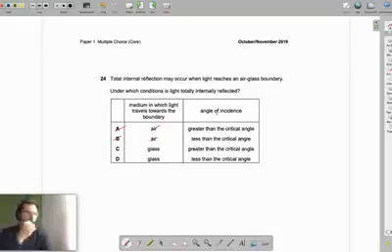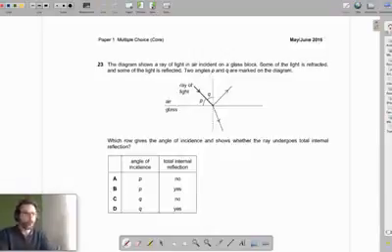And what about the angle of incidence? Well, for total internal reflection to occur, we need to have an angle that's greater than the critical angle. So we'll keep option C as being the correct one. Okay, next problem.